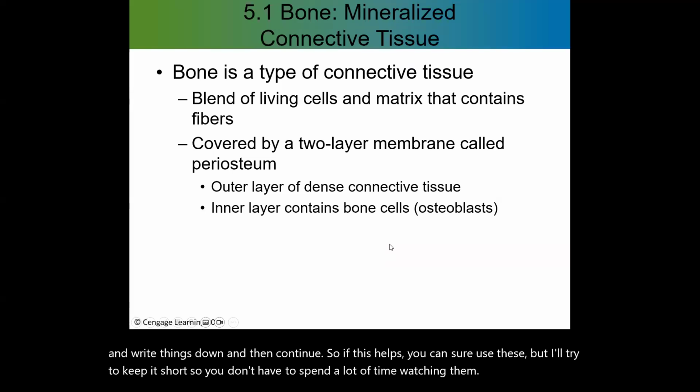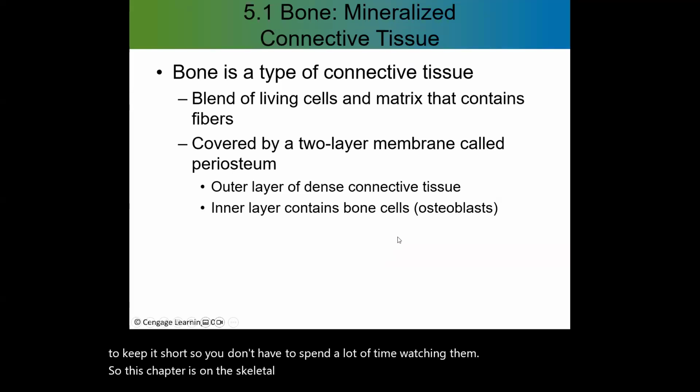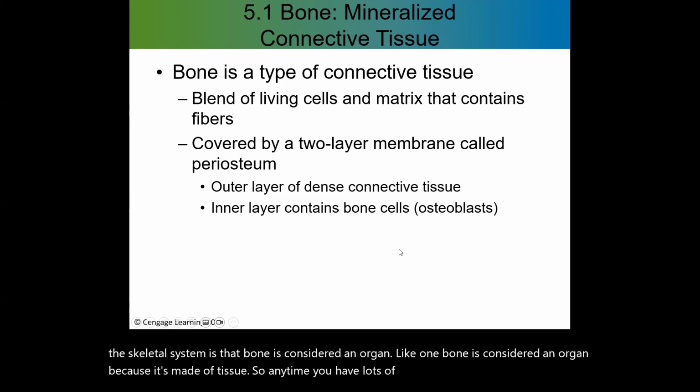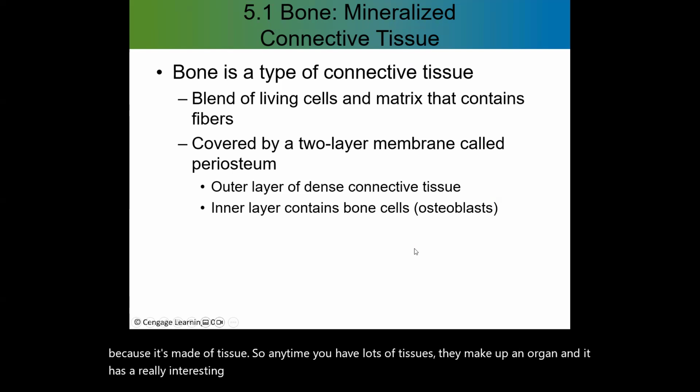So this chapter is on the skeletal system. And one of the big things, the coolest things about the skeletal system is that bone is considered an organ. Like one bone is considered an organ because it's made of tissue. So anytime you have lots of tissues, they make up an organ. And it has a really interesting structure. It's made of living cells, which some people don't realize.